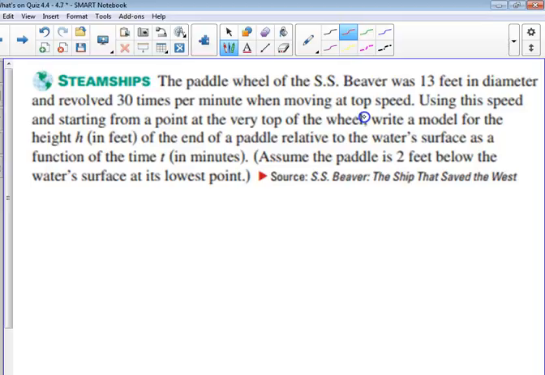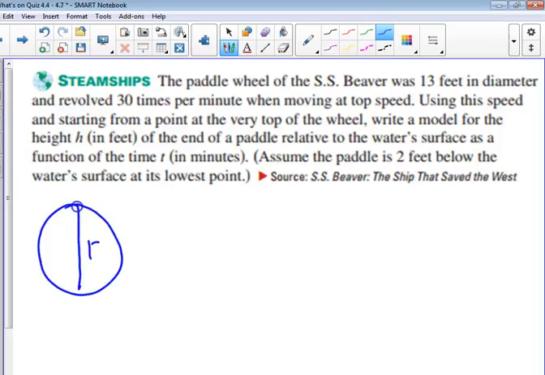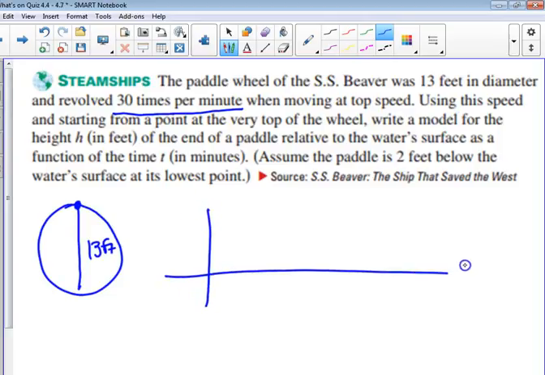Here's an example. This is not exactly like the example would be on the quiz, but a paddle wheel was 13 feet in diameter and was revolving 30 times per minute. That part might not be like that. We'll figure it out in a minute here. Using this speed starting from a height at the very top of the wheel. So we want to measure something from the top here. Write a model for the height in feet. So based on time, we're trying to find the height. Relative to the water's surface, okay?